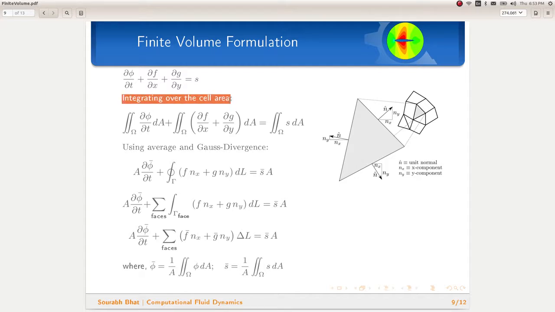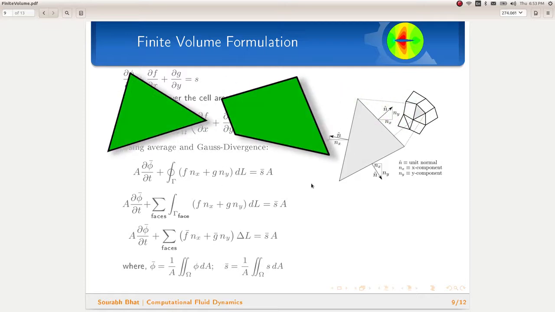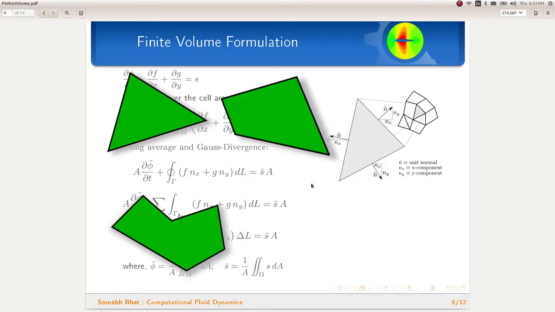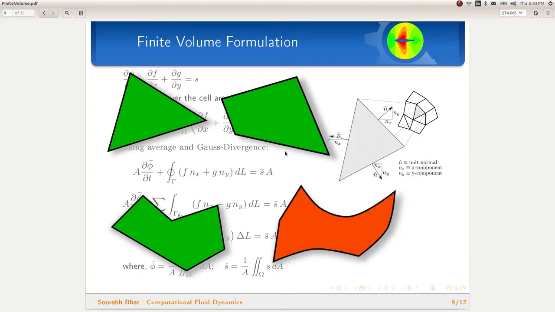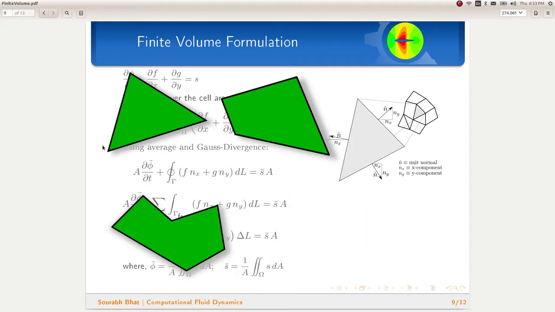Integrating the equation over a single cell like the one zoomed in here, we can write the equation as shown. The cell can be of any shape like a triangle, quadrilateral, some other polygonal shape, or even a shape with curved edges. However, integrating over curved edges can be a little tough, and therefore we normally only use shapes with straight edges.